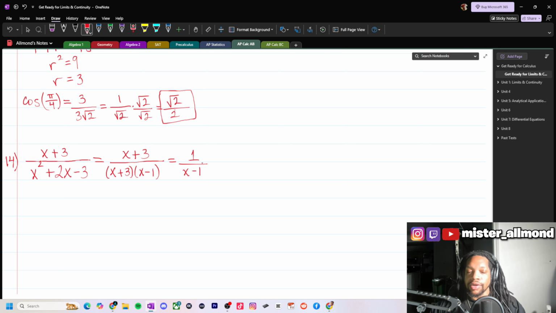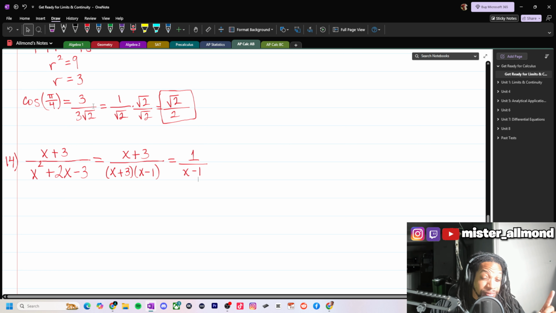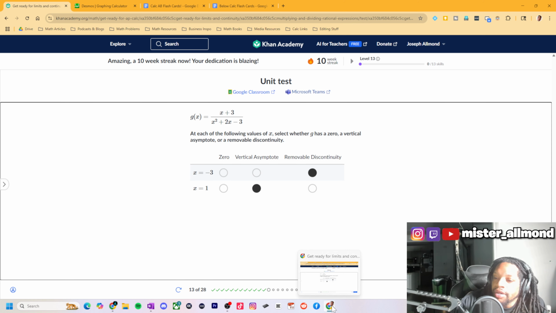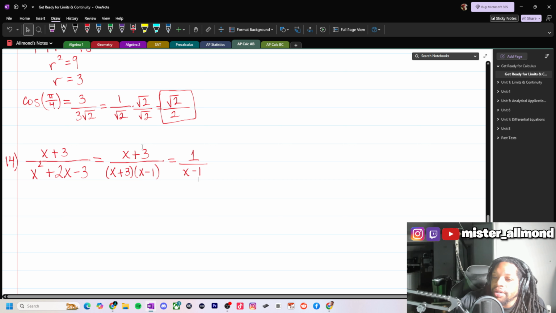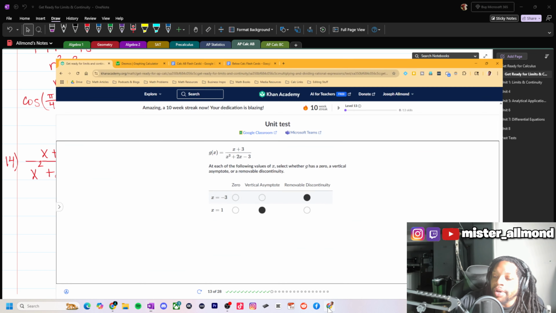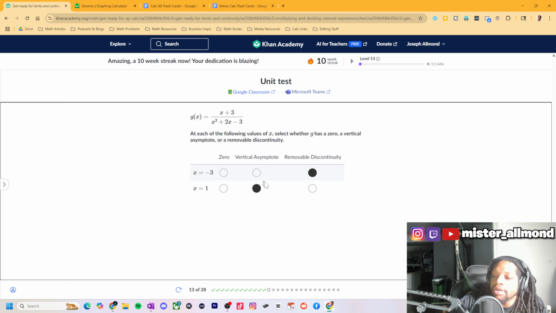So there is a removable discontinuity at what? X equals -3. And then there's a vertical asymptote at x equals 1. All right, so let's see. At -3, we said there was a removable discontinuity. At x equals 1, we said there was a vertical asymptote. Just to double check. Cancellation on the x plus 3's, and then 1 minus 1 on bottom will give me 0. All right, bet.